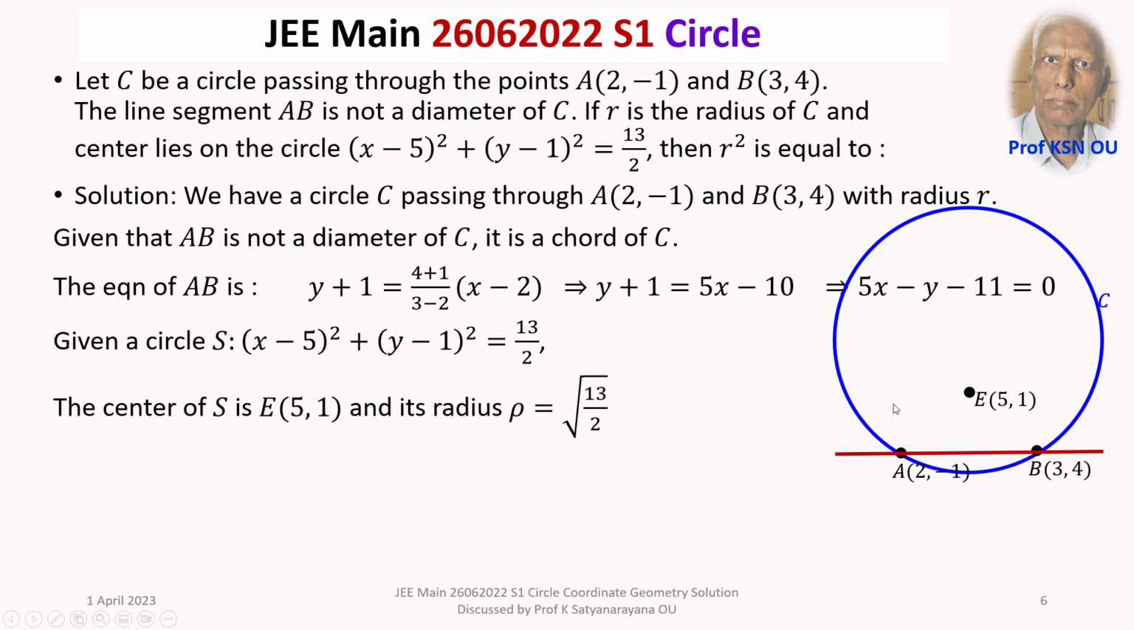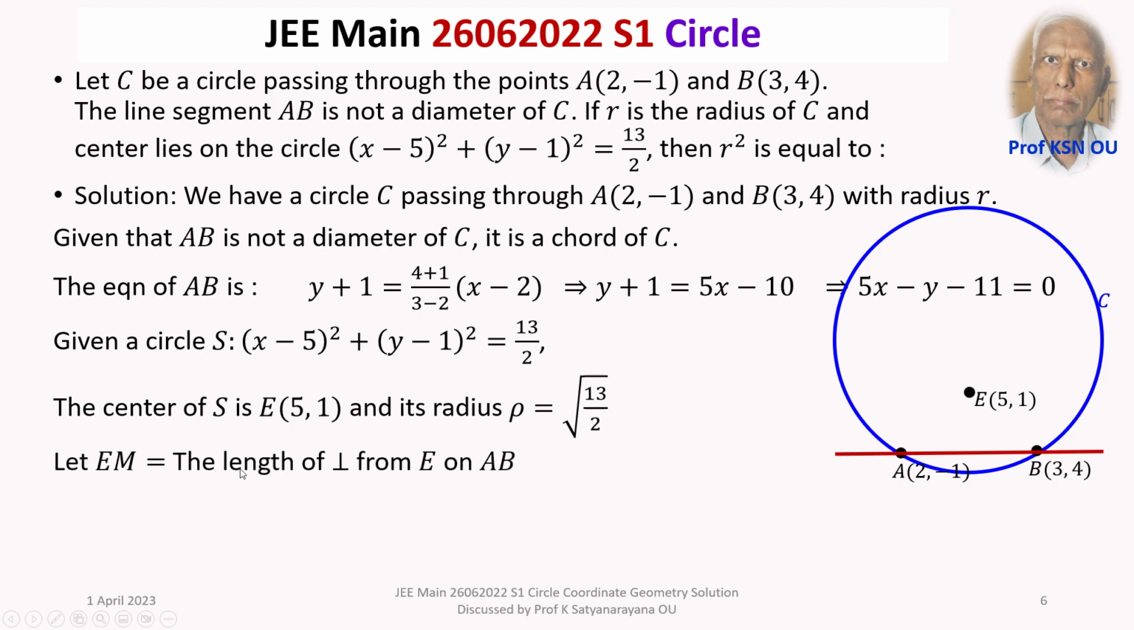Now, we want to find the perpendicular distance from the point E on to AB, which is EM. We draw EM, the perpendicular distance, and this length of the EM will tell you whether this line segment is intersecting S, or is it touching S, or is it outside S. So for that reason we want EM.